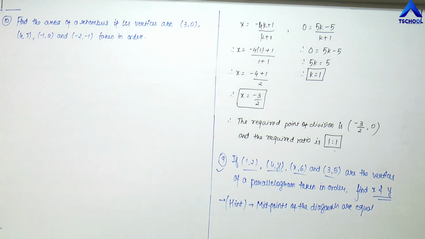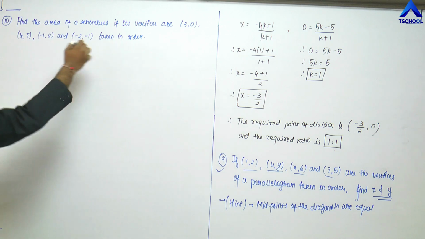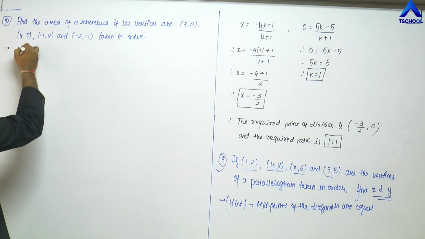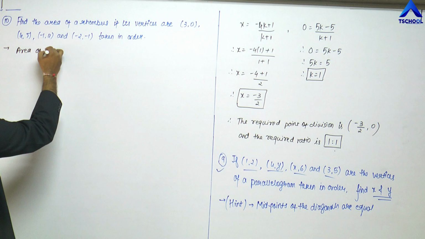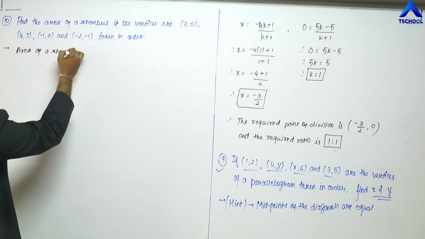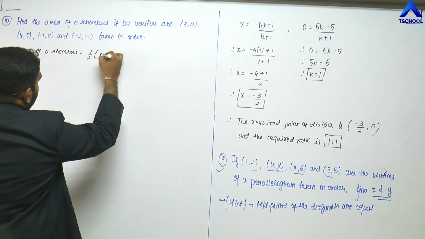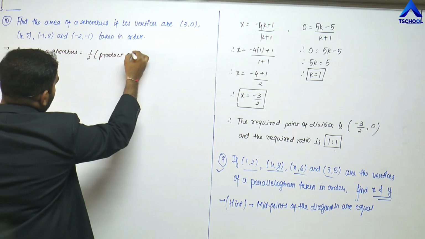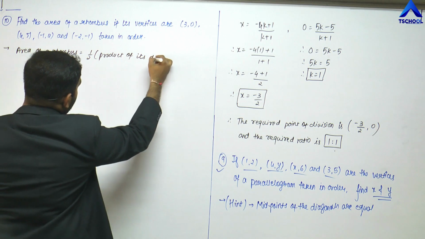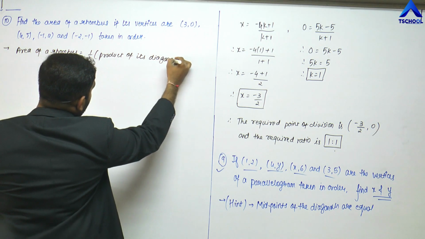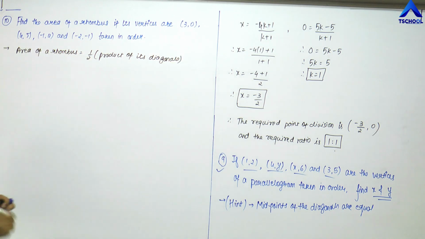Find the area of the rhombus if the vertices are this taken in order. Now friends, we must know that when a rhombus is having, its area will be area of a rhombus, that is half into product of its diagonals, right?